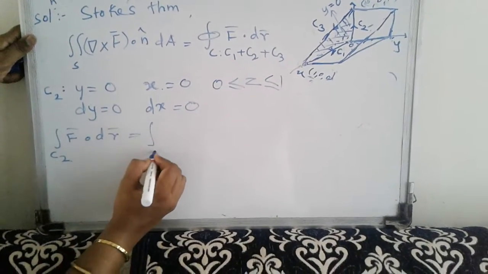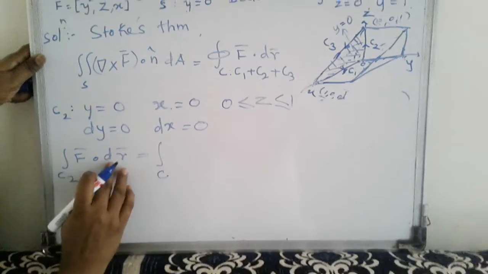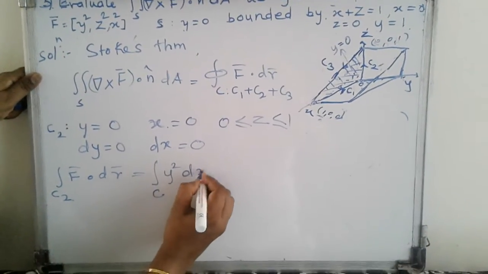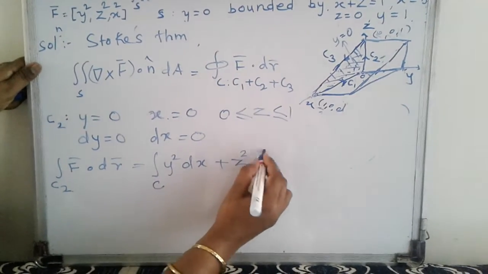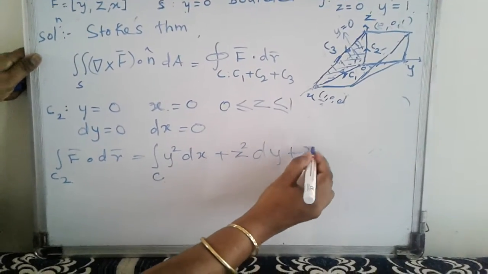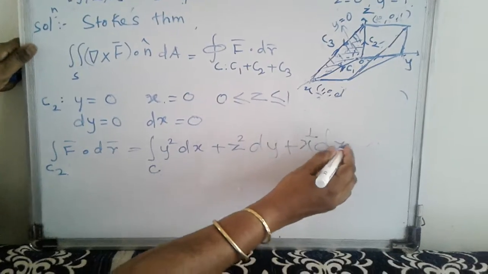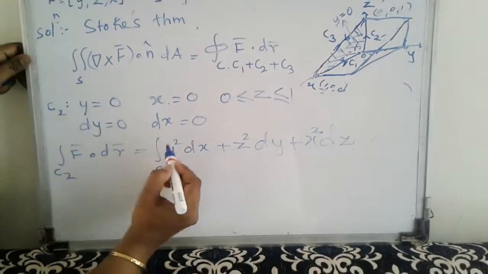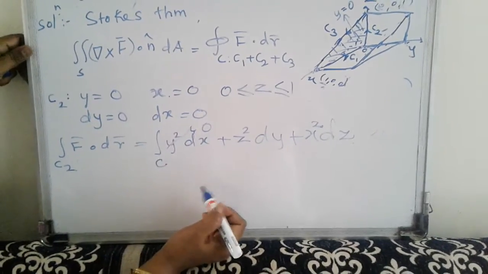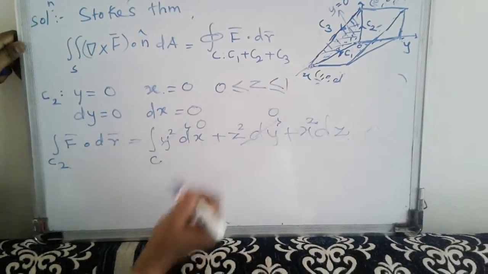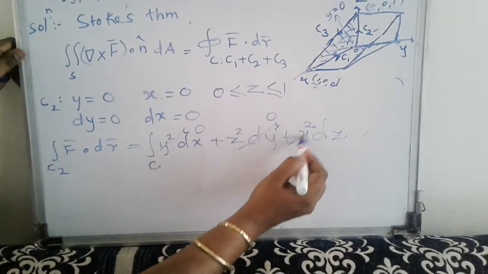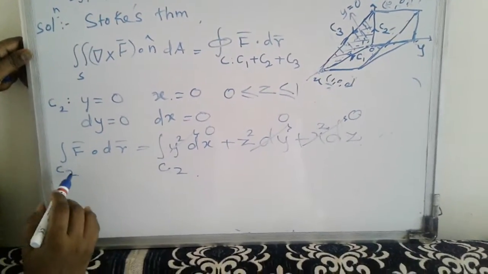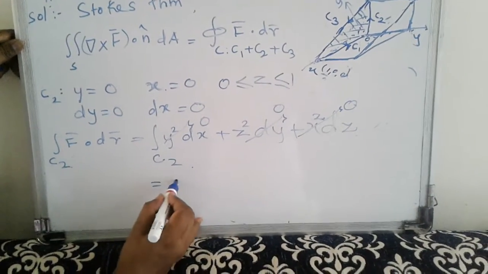Again, along the path C2, this dot product is a vector function: y square dx plus z square dy plus x square dz. Y is given to be 0, so this term tends to 0. dy is also 0, so this also tends to 0. x is 0, so this term also tends to 0, and the value of this line integral along this path C2 is equal to 0.